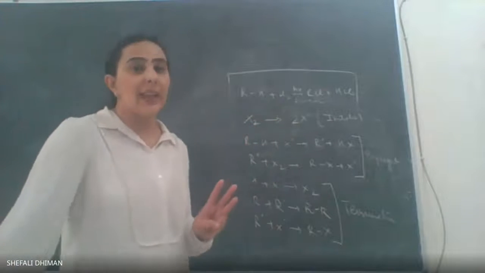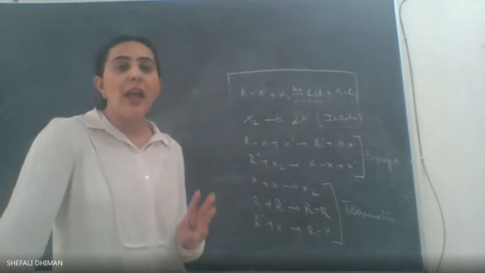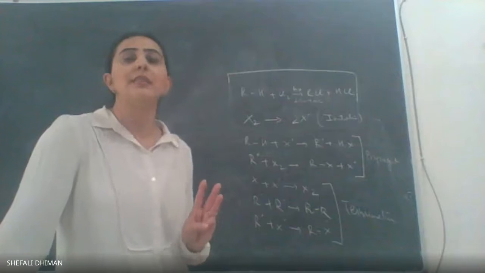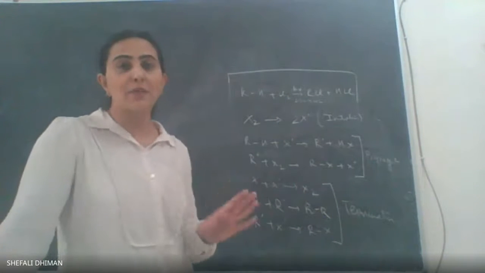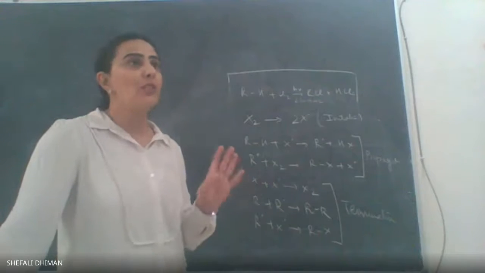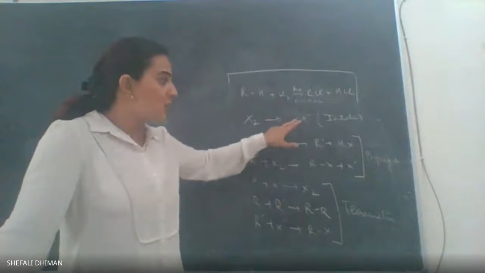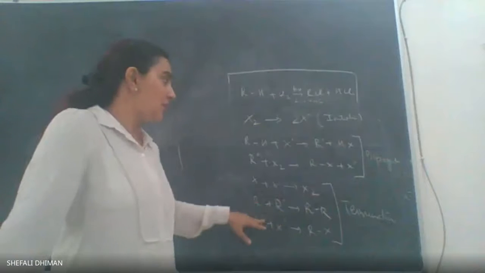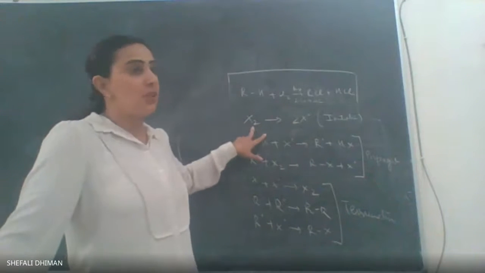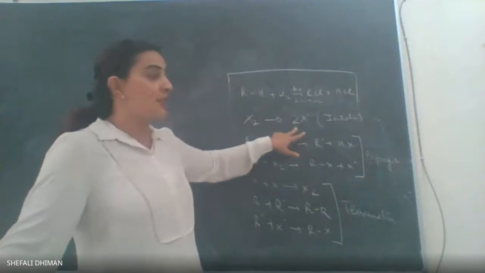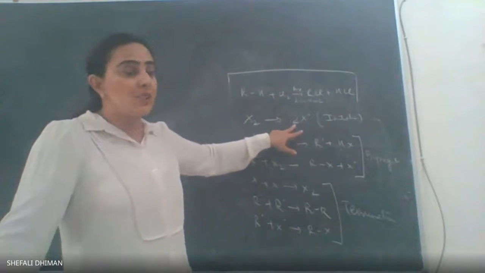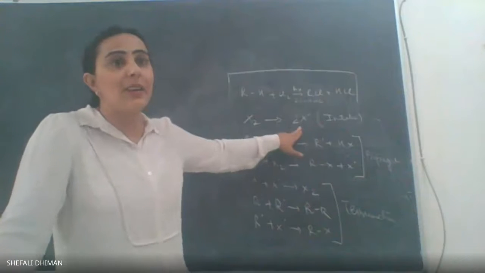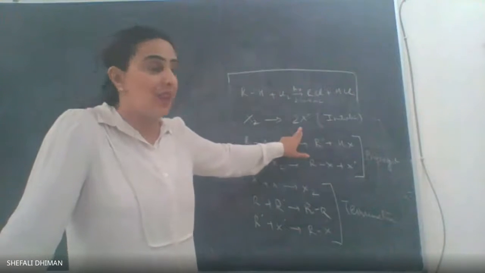Initiation, the second step is the propagation, and the third step is the termination. So I repeat again, the free radical substitution mechanism involves three steps: initiation, propagation, and termination. So when we talk about initiation, the initiation takes place in the presence of sunlight. So once the initiation takes place, the radical of the halogen is generated.